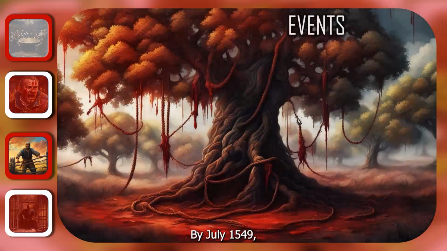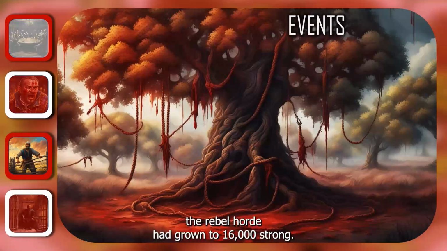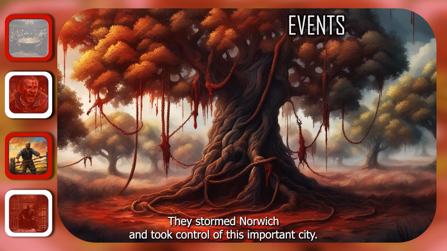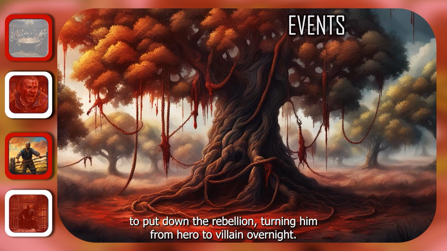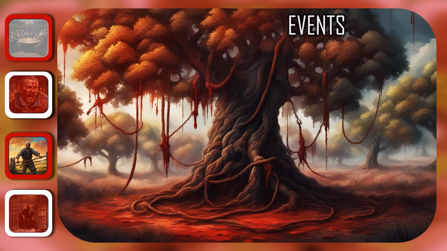By July 1549, the rebel horde had grown to 16,000 strong. They stormed Norwich and took control of this important city. Since Somerset had run out of other options, he sent Italian mercenaries under the command of the Marquis of Northampton to put down the rebellion, turning him from hero to villain overnight. This resulted in street fighting in Norwich and the defeat of the mercenaries.